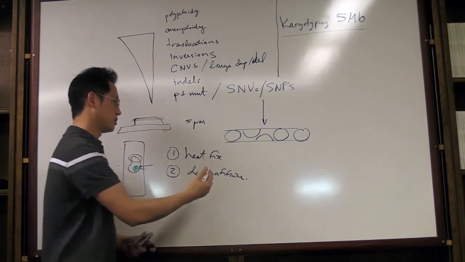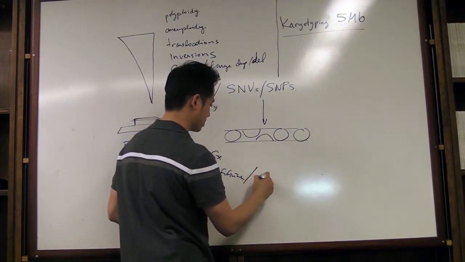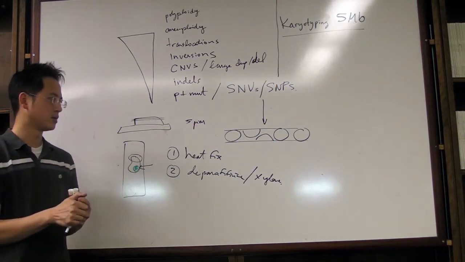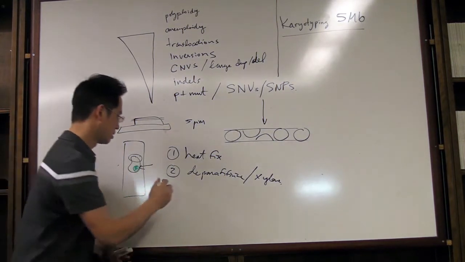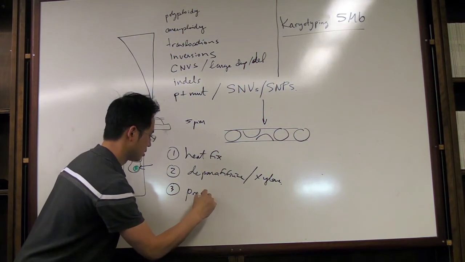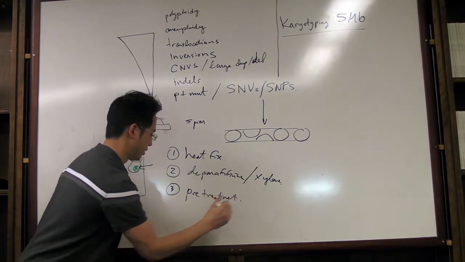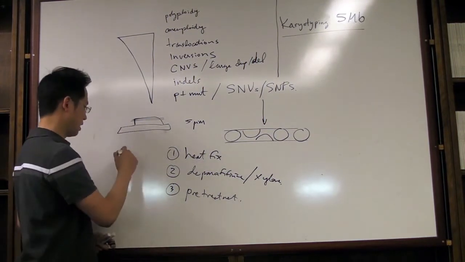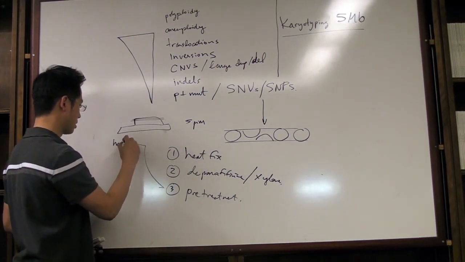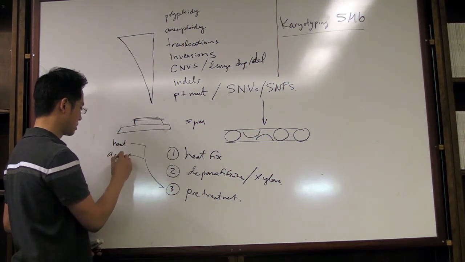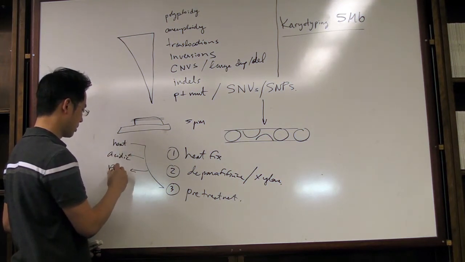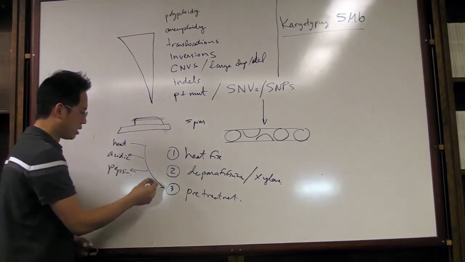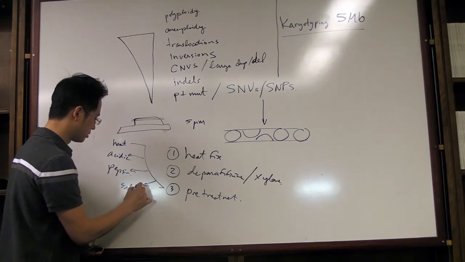And the deparaffinizing is done on our robot right now because we have high volume, but essentially it's a xylene step where it helps melt the wax off quite a bit easier. And the third step is pre-treatment. There are a number of things that are required in pre-treatment. First, it is heat. Second, there's an acidic component. And third, there's a pepsin reagent. And there's probably some salts and stuff in there, and some buffer, etc.